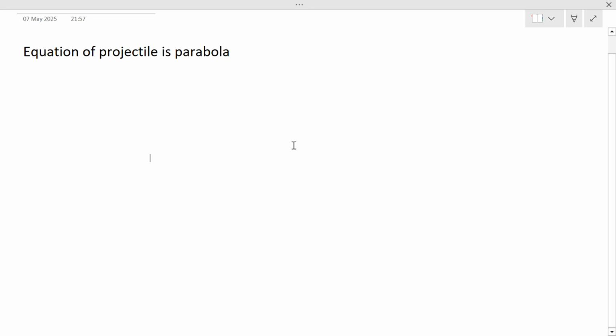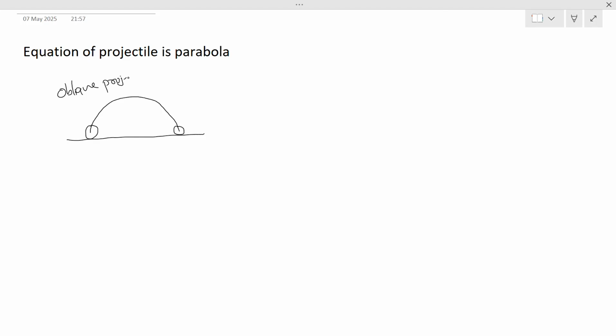So the equation of a projectile is a parabola. We need to prove this. Projectile means if any object is thrown from the ground and is launching at an angle, this is called an oblique projectile. For an oblique projectile, the path is called a parabola. So the path of the projectile is a parabola, that we need to prove.